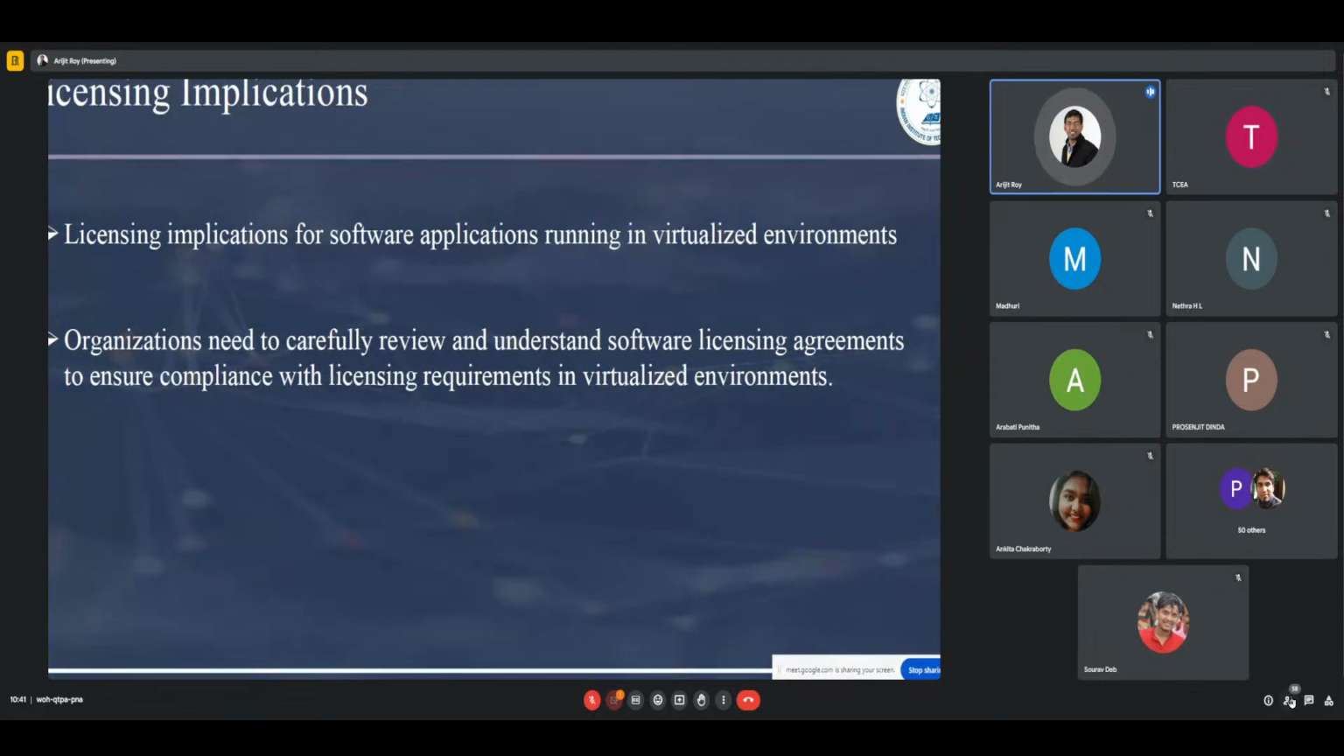Now, licensing implications. Whenever you are talking about virtualization, maybe you are using multiple software or applications. Whenever you are creating the virtual environment, you may be doing it multiple times.